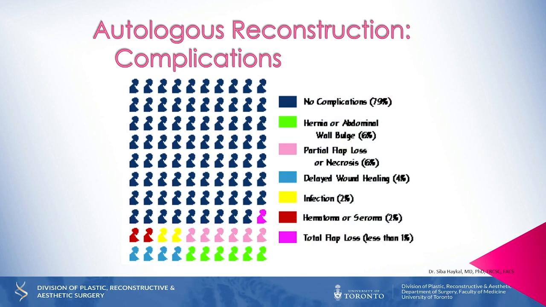What are the possible complications? More often than not, there are no complications. However, we are operating within the abdomen, within the muscle, and sometimes there's a small risk of a hernia or a bulge. There's also a small risk of losing the blood supply to a portion of that flap. There's also delayed wound healing, a possibility of infection, a possibility of a hematoma or a seroma, which is a blood collection or a fluid collection, and sometimes we can lose viability to the whole flap. Although that is rare, it can still happen.